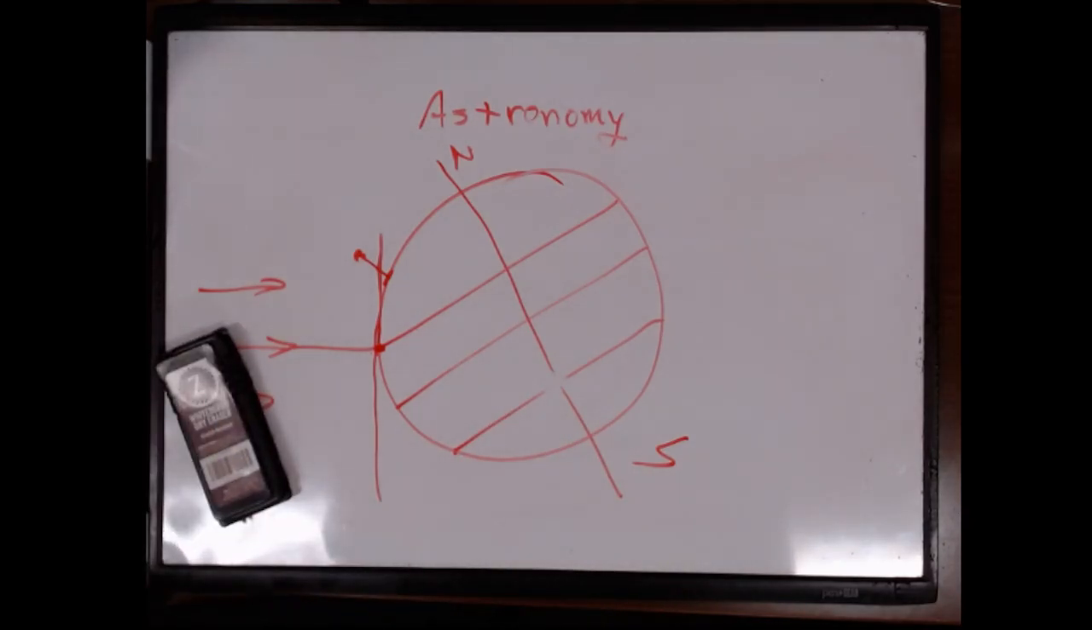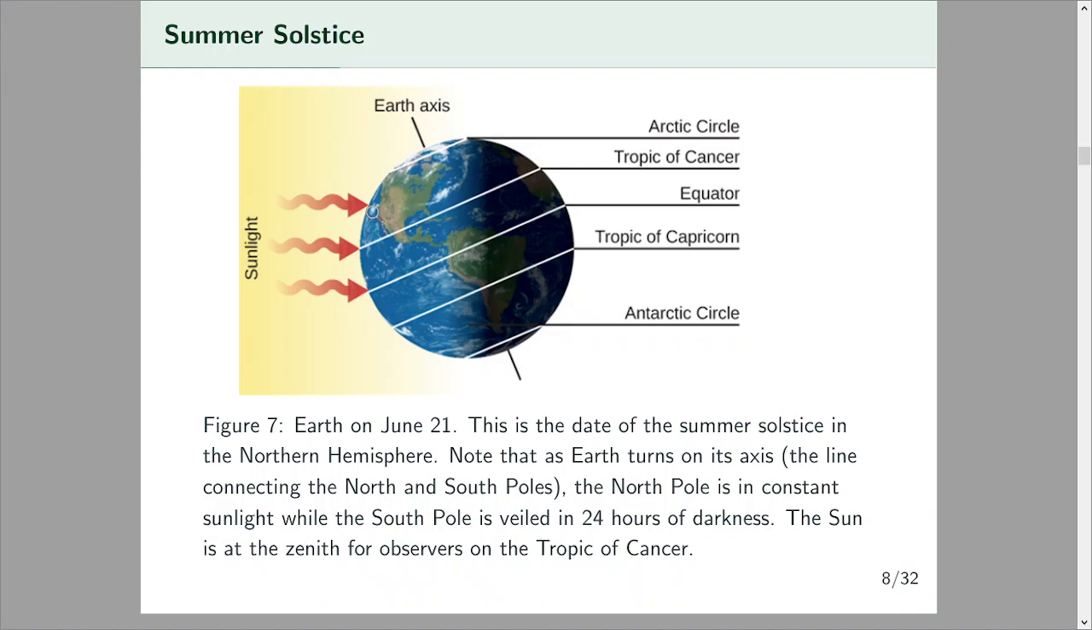Let's go back to this one, right? So the farthest north the sun appears directly overhead is the Tropic of Cancer, and it does that on the summer solstice. Now let's look at the winter solstice.